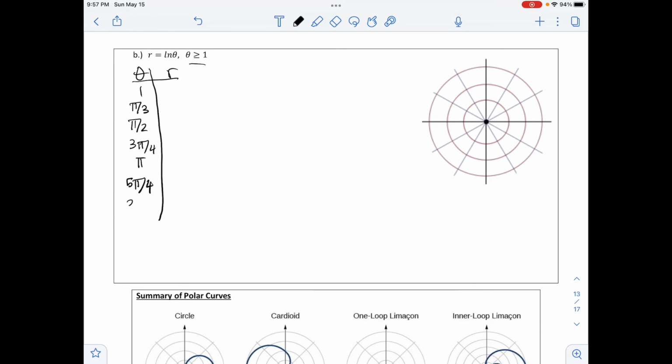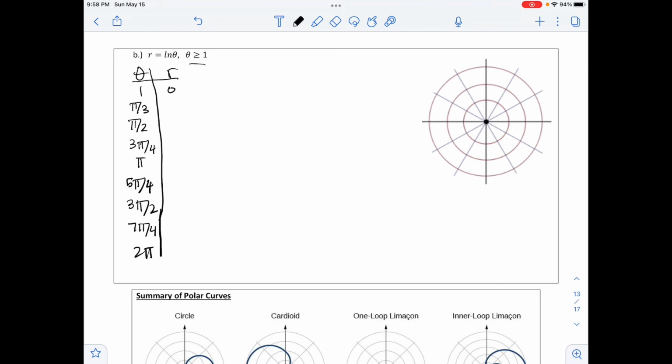I'm going to continue this on and do 3 pi over 2, 7 pi over 4, and 2 pi. And again, like in the last example, if we need additional points, we can always substitute in different values of theta. So ln of 1 is just going to be 0. And then for this, make sure you have your calculator set for radians. And we're just going to substitute these in. I'm going to round 2 decimal places.